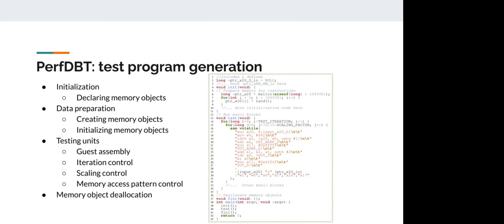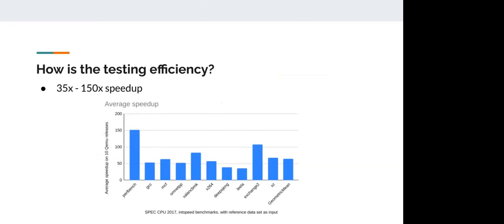We are curious about the testing efficiency and effectiveness of the programs generated by PerfDBT. Now let's see some results. We evaluated the testing time based on SPEC 2017 on 10 QEMU releases, with the reference dataset as input. Execution time of both the original benchmarks and the test programs generated by PerfDBT are measured for comparison. The average speedup of all the QEMU versions for each benchmark is shown in the figure.